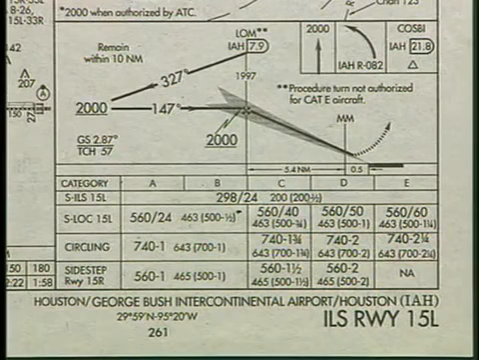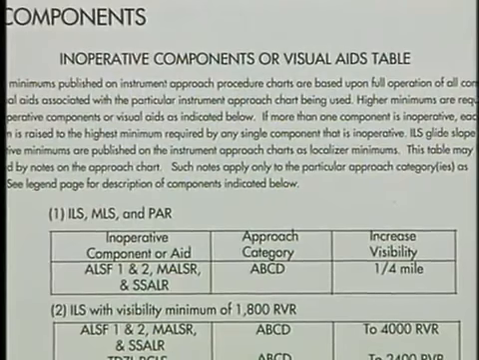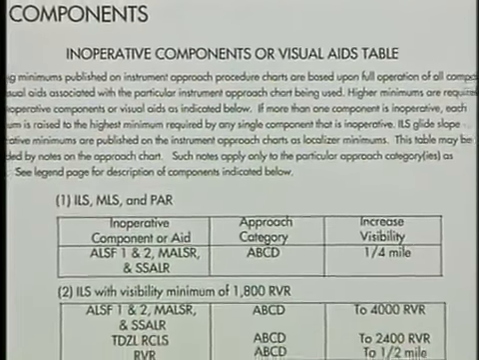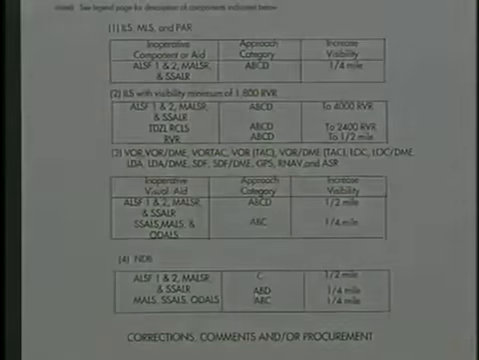The landing minimums usually assume that all of the necessary equipment is operational. If a component is inoperative, you must refer to the inoperative components or visual aids table at the front of the booklet to see what adjustments, if any, must be made.